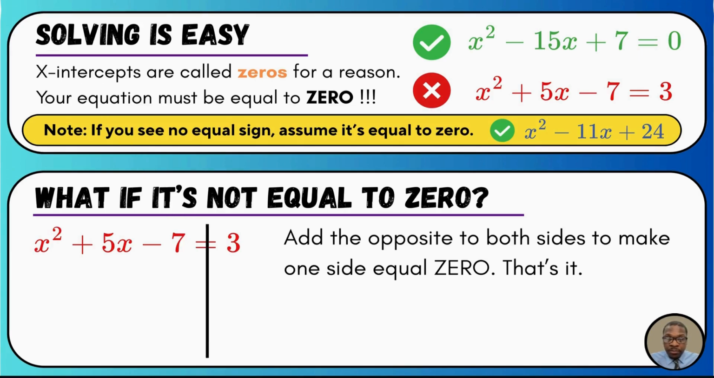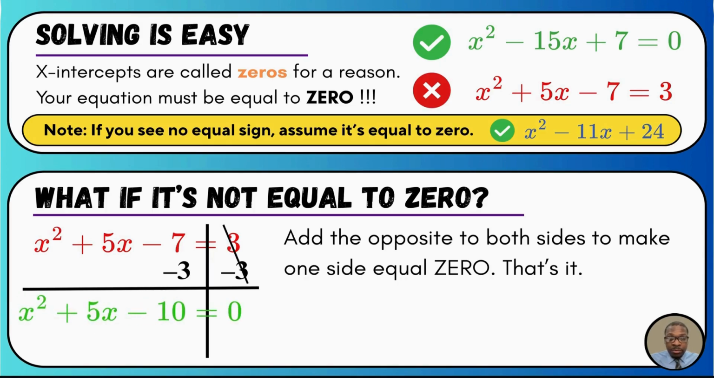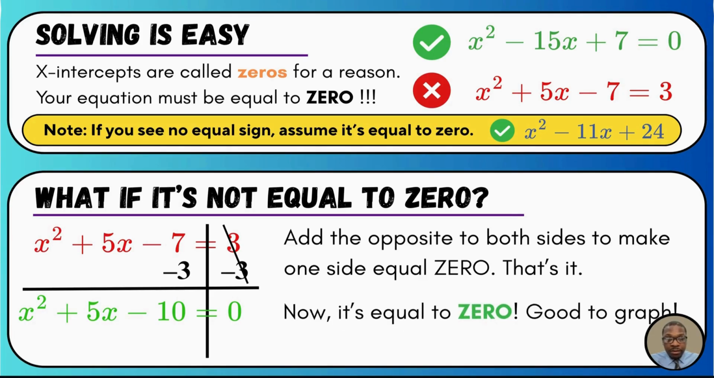Let's set up our scales. There's a 3 on one side that I want to move so that I have 0 on one side. So I'm going to put the opposite on both sides. What's the opposite of 3? Negative 3. So I put it on here and I put it on the other side. Well, 3 minus 3 cancels out and gives me 0. So now I just need to do my math. X squared stays the same, plus 5x stays the same, but negative 7 minus 3 will give me negative 10. Now it's equal to 0. Now it's good to graph.